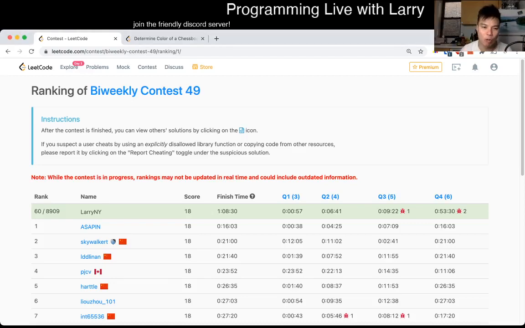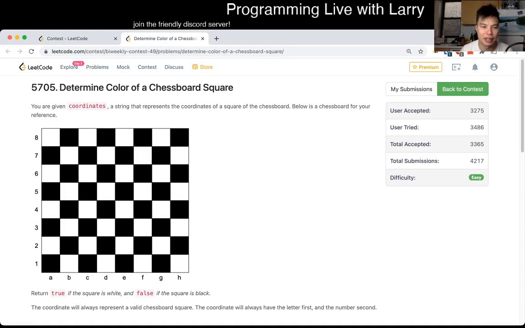This is me going with Q1 of the bi-weekly contest 49, determine the color of a chessboard square. So there are many ways to do it. You could even brute force hack stuff if you want.